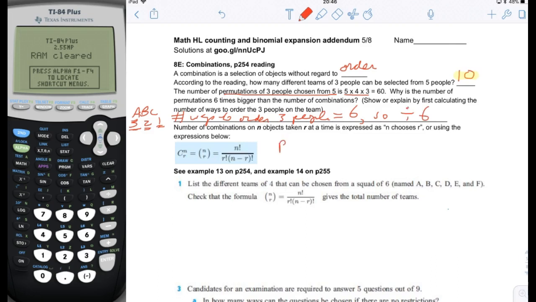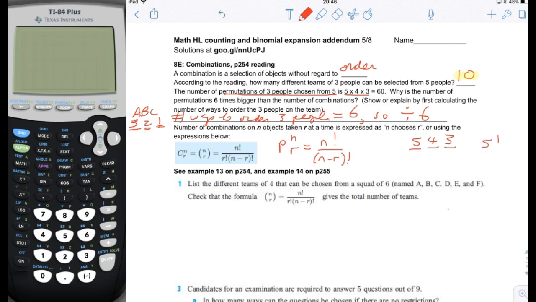Remember that the way you find the number of permutations is n factorial divided by n minus r factorial. If I was going to choose 3 people out of 5 people, that would be equal to 5 times 4 times 3. So 5 times 4 times 3 is basically equal to 5 factorial over 2 factorial, right? n factorial divided by n minus r factorial, where r is 3.